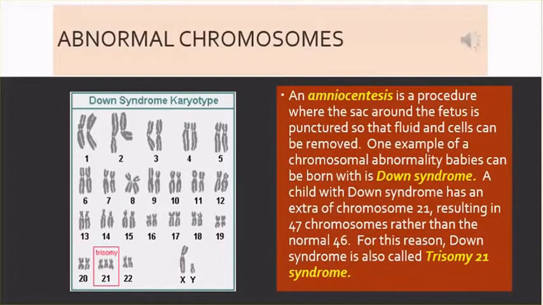Abnormal chromosomes. An amniocentesis is a procedure where the sac around the fetus is punctured so that fluid and cells can be removed. One example of a chromosomal abnormality babies can be born with is Down syndrome. A child with Down syndrome has an extra chromosome 21, resulting in 47 chromosomes rather than the normal 46. For this reason, Down syndrome is also called trisomy 21 syndrome.